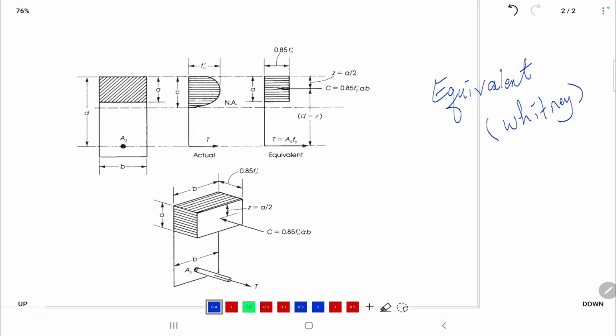But here Whitney assumed that instead of taking this nonlinear distribution with all of its complications, we can use an equivalent concrete block, which is rectangular like this, and it will be very much easier to deal with. And this equivalent block acts along just a percentage of the total depth c. That percentage is a. So a is less than c. So now we will analyze our section based on this approximation, which is deemed to be almost equivalent to the original. So it will be based on this rectangle.